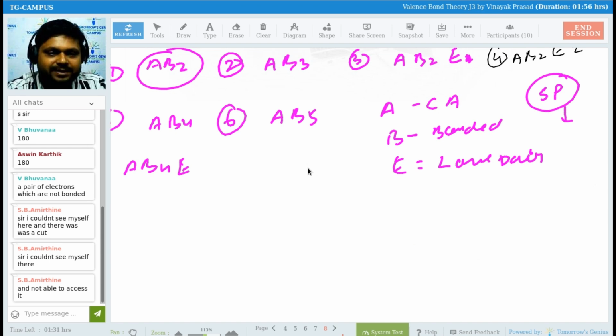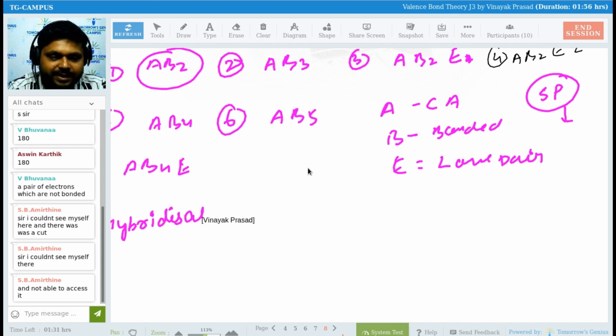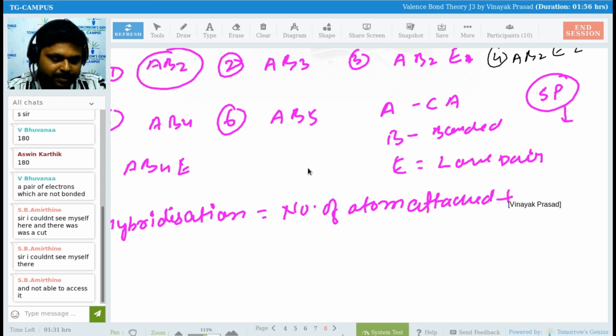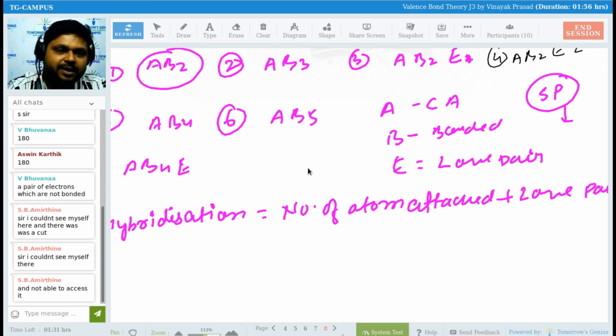No one is saying. See guys, what is this hybridization? If I am saying hybridization, then what you have to keep in your mind is the number of atoms attached plus the number of lone pairs. Have a note of this. This will help you a lot in finding the hybridization as well as the structure and shape, everything.